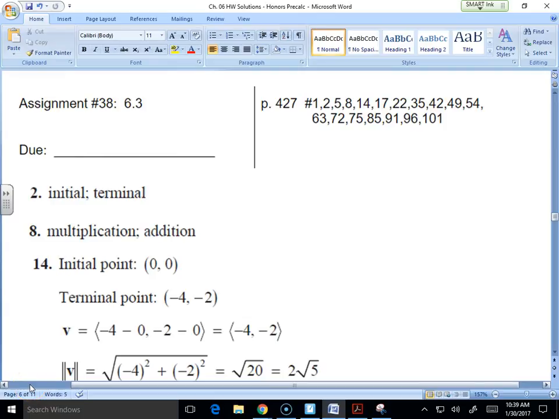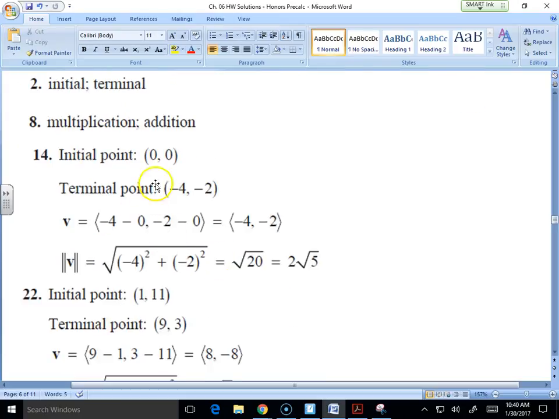Components. Number 2, initial, terminal. That's fill-in stuff, right? Number 8, multiplication, addition. Number 14, there's the initial. There's the terminal. There's the component form. And there's the magnitude. But wait, should you guys have just written a V?